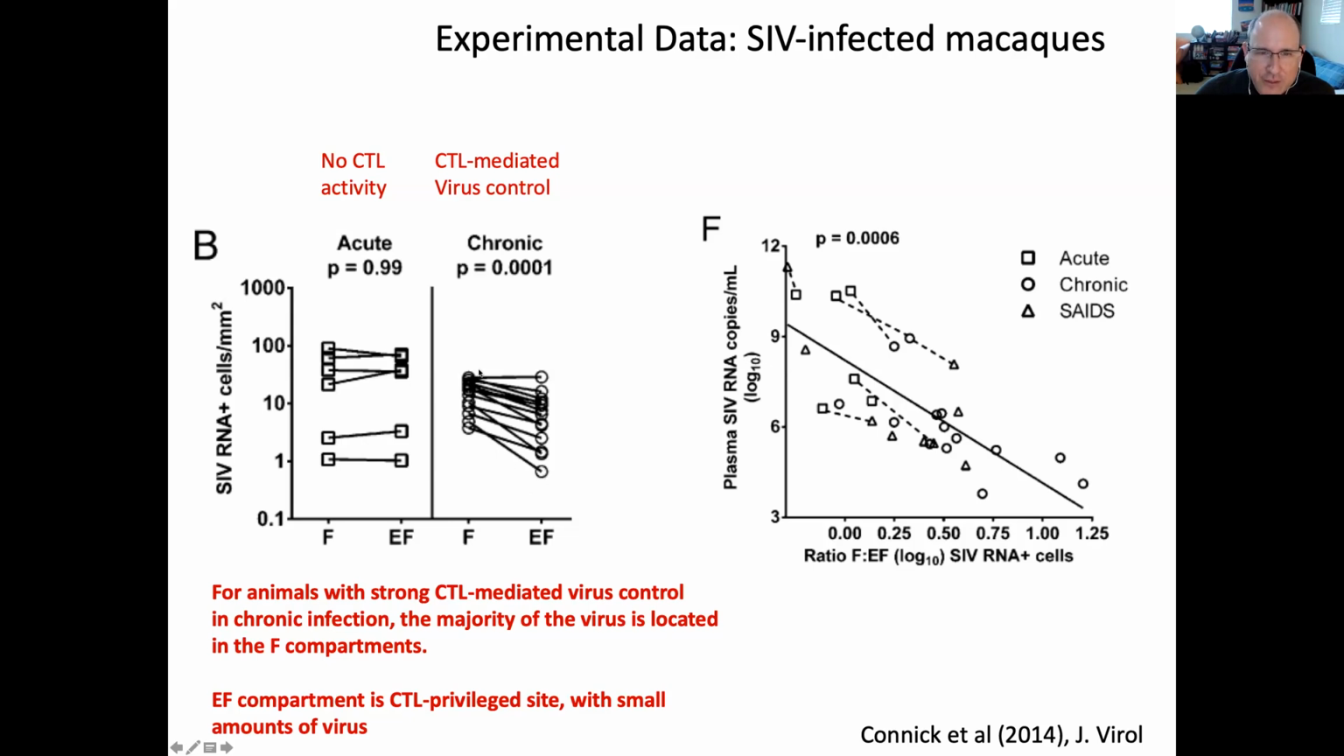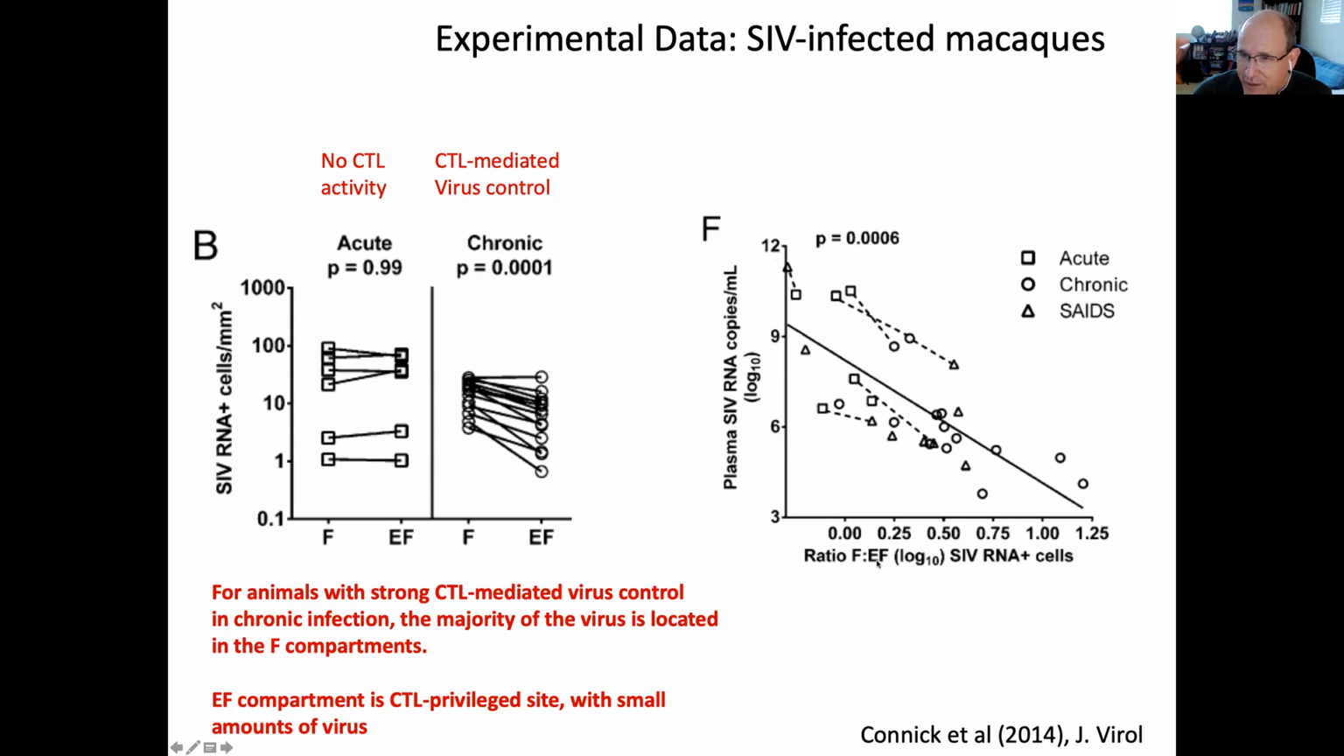Now, if you look at those animals that don't control the virus well, these don't have very efficient CTL responses at all. There it's again more equal. And this data suggests that if there are reasonably strong CTL responses around, you will have an unequal distribution of virus, with most of the virus being in the immune privileged, in the CTL privileged site in the follicular compartment, and rather little virus being in the extrafollicular compartment. And this is also shown on the right here in this graph that is labeled as F.